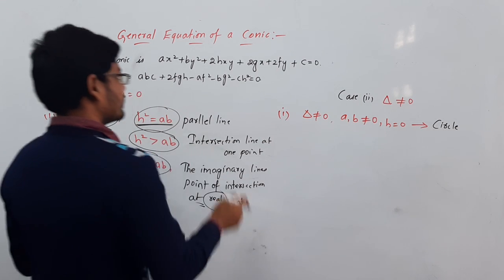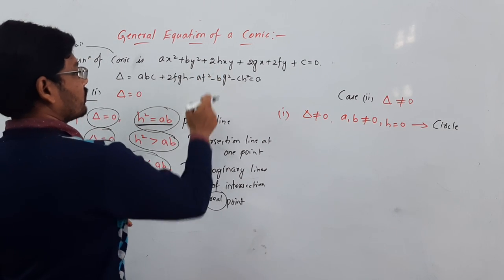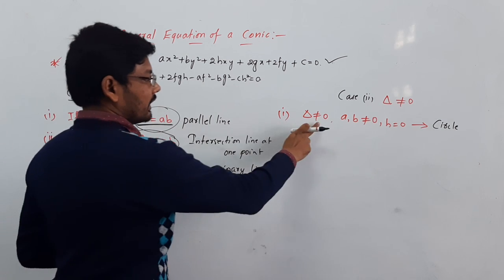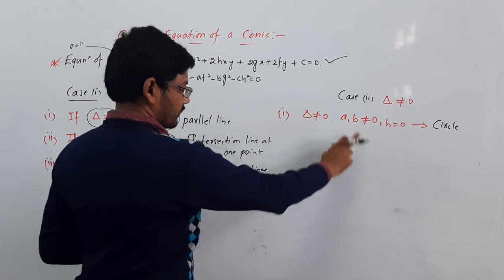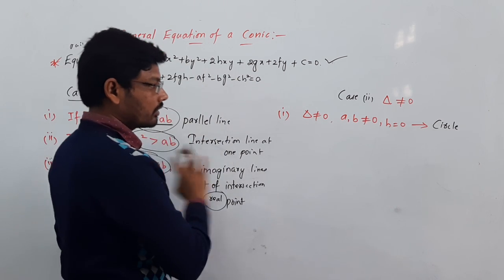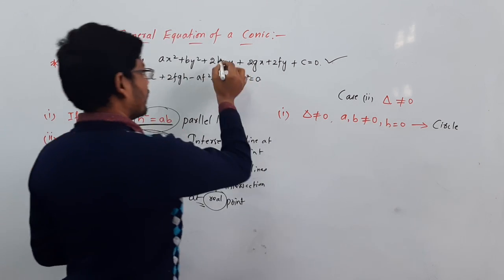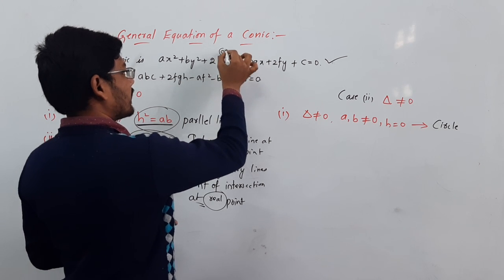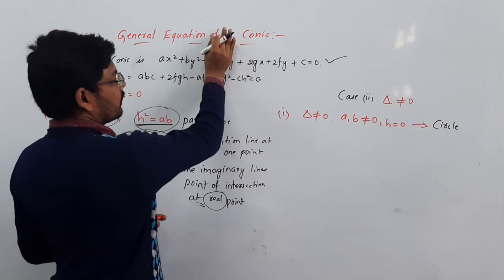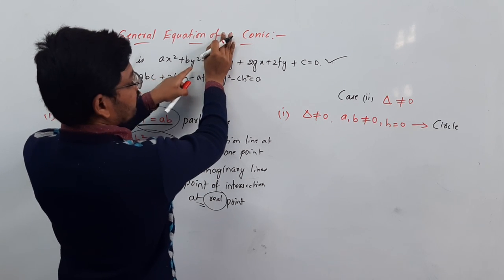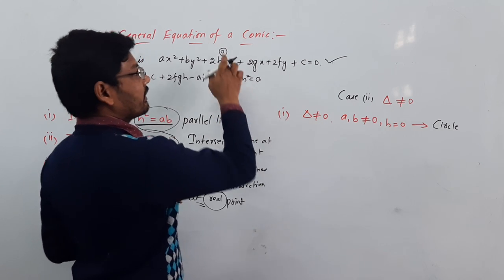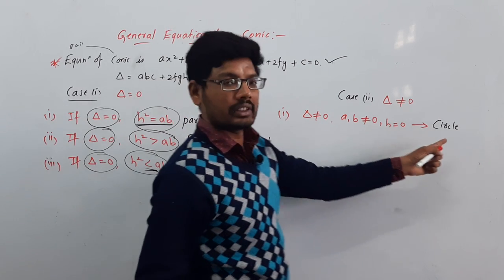Observe clearly, just substitute h is equal to 0. In this conic expression, if delta is not equal to 0, a and b values are also not equal to 0, and only the h value is equal to 0, then if you substitute h equal to 0, this complete term will become 0. So it becomes ax square plus by square plus 2gx plus 2fy plus c is equal to 0. This is nothing but the circle equation. So that's why this is a circle.